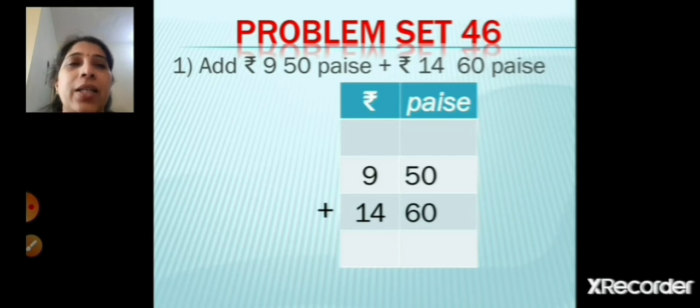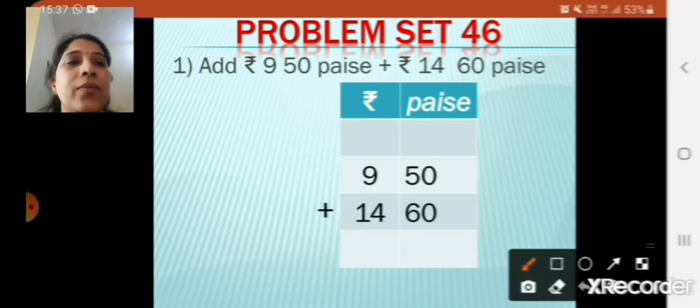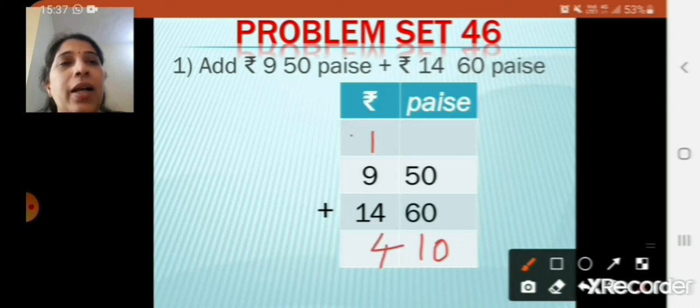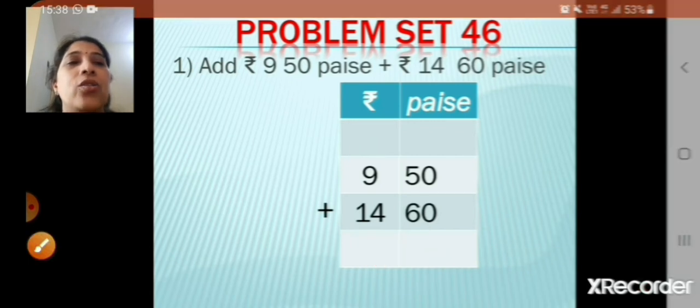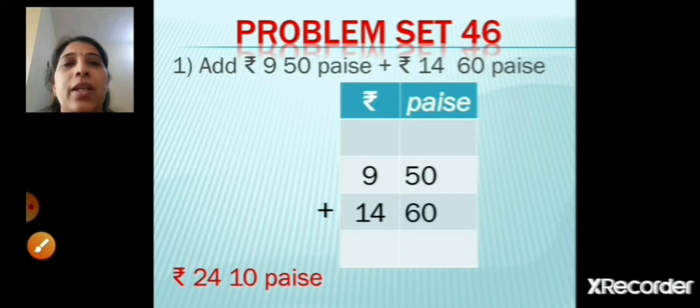Now after arranging them, we will carry out the addition, right? 0 plus 0 is 0. 5 plus 6 is 11. So 1 written down, 1 carried over, right? Now 9 plus 1 is 10, and 10 plus 4 is 14. So 4 written down, again 1 carried over. 1 plus 1 is 2, right? So what answer you got? Rupees 24 and 10 paise, right? So you will write the answer as rupees 24, 10 paise. Let's move to the second one.